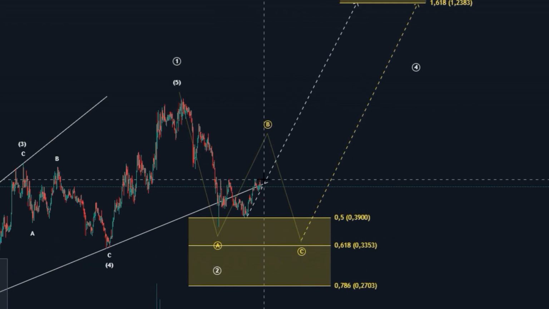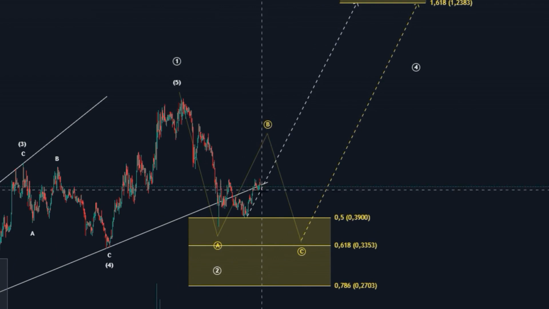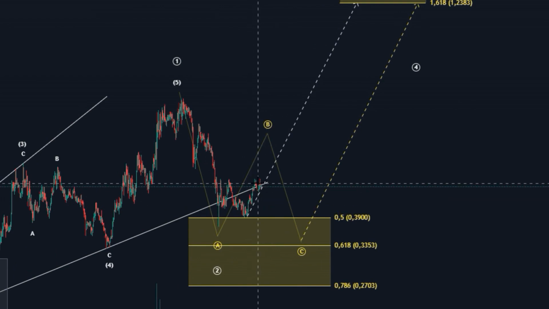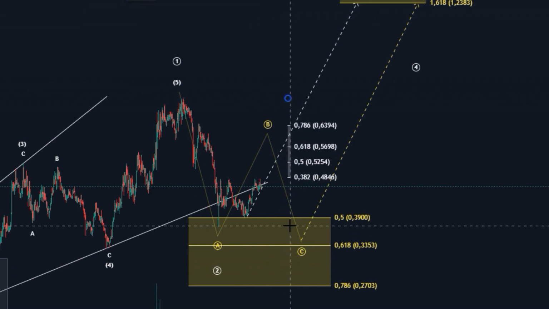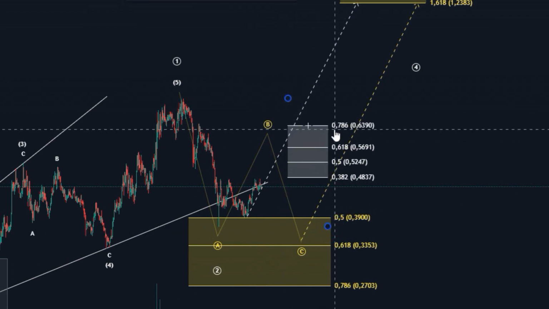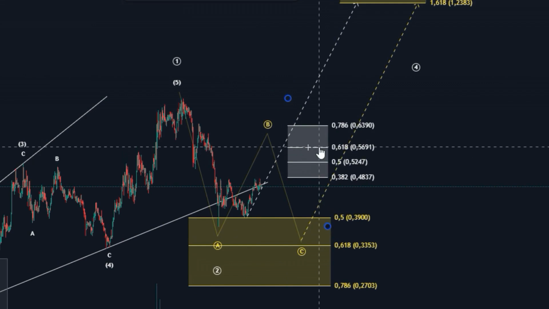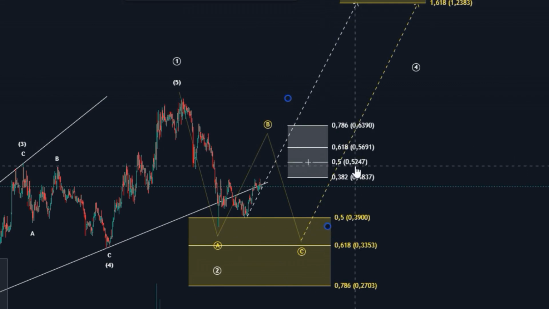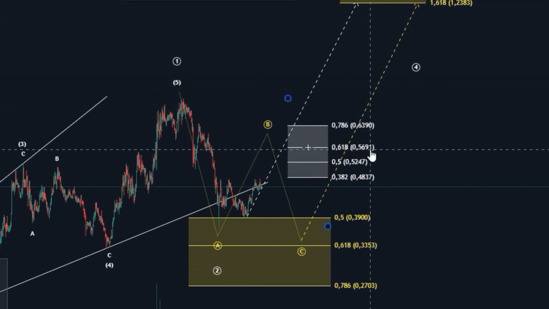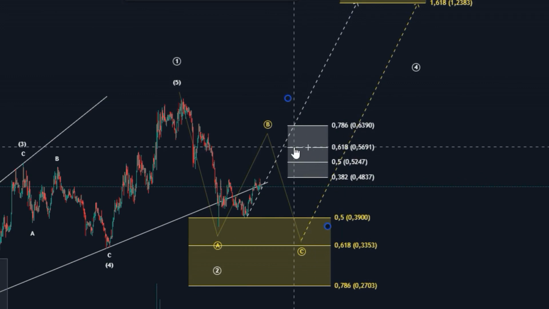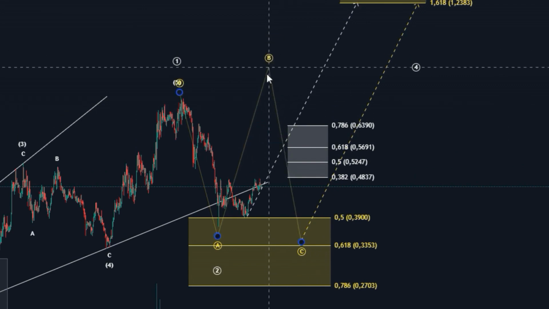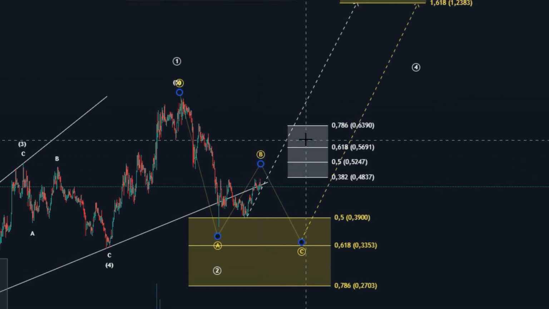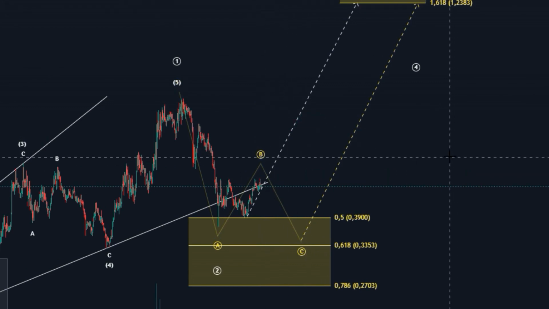A target for wave B is really hard to predict, because a wave B can really be very flat, but also very high. A target for wave B would be between the 0.5 and 0.6 Fibonacci levels, which means we would be between $52 and $56. But I wouldn't rely on that now, because as I said, wave B, you saw that in the last Bitcoin bull run, can also shoot above wave 1 and then the price drops again. That's why wave B is always a bit tricky.